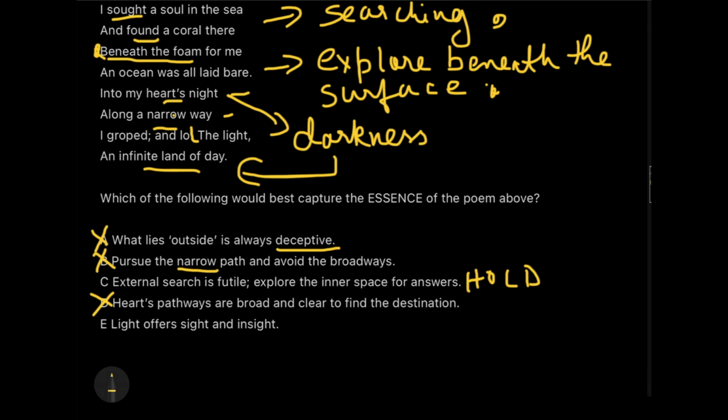Option E. Light offers sight and insight. This is a fact, guys. Please, this can never be the essence of the poem. So there we go. The option which we kept on hold is finally our correct answer now, because it really comes out with the ideas which we thought of while reading the poem.